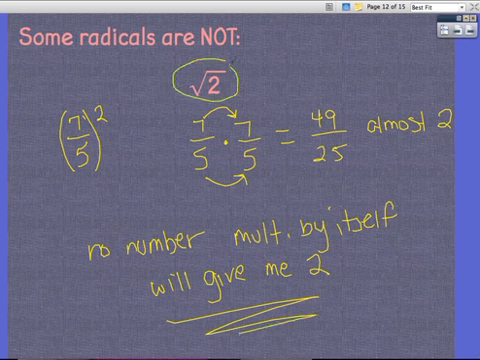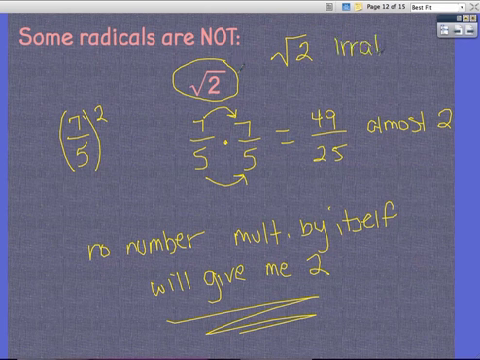Therefore, the square root of 2 is really as simple as it gets. I can't rename this as anything else. I can't rewrite it. It's just square root of 2. This is an irrational number. I can't express it as a ratio. I can approximate it. This is almost, but it's not exactly the square root of 2. So this number is irrational.